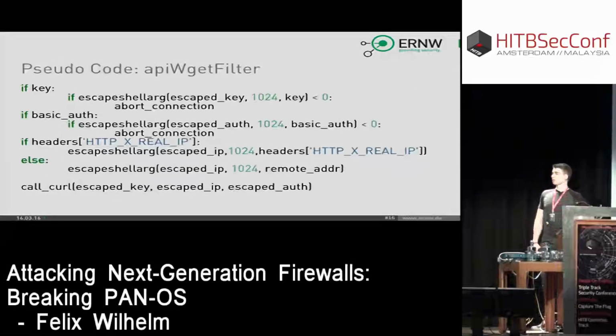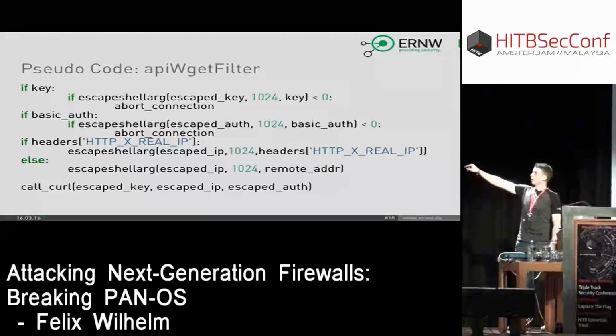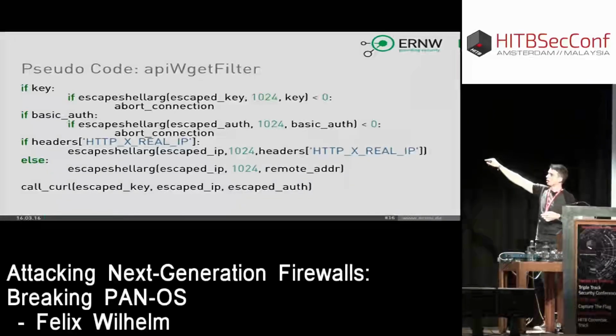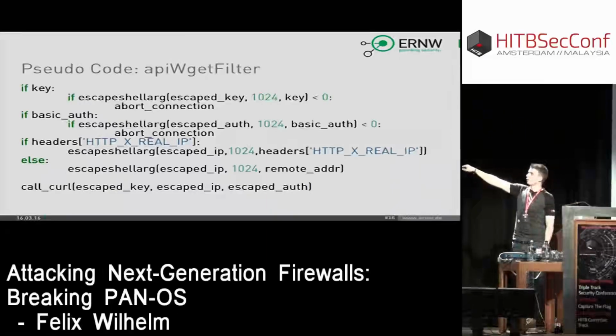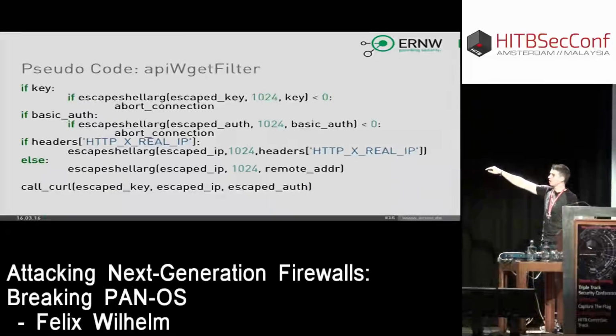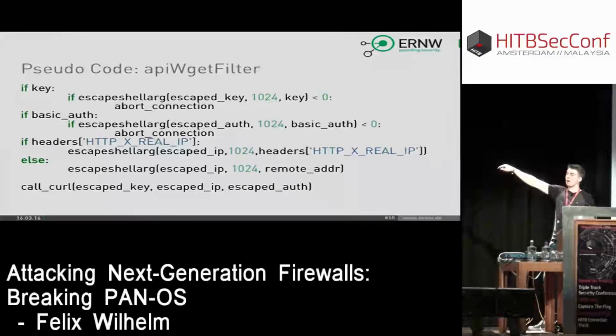However, if you look at the code, this is a completely pseudocode representation. It doesn't have anything to do with the original source code, but it has the same functionality. How this function actually escapes the stuff: if you have this key parameter in the URL, they execute escapeshellarg with the destination, the maximum length of the escaped value, and the key parameter. If that doesn't work, they abort the connection. They do the same for the Basic Auth header, escaping it. So if escapeshellarg returns a value smaller than 0, they abort the connection.